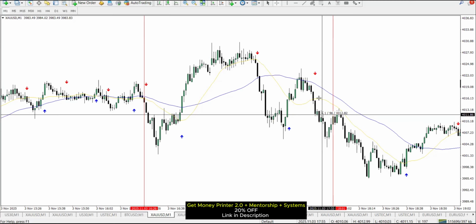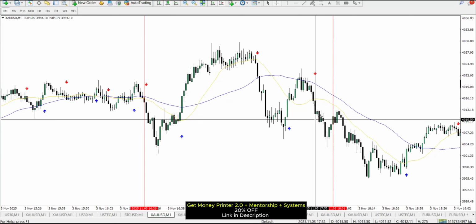This is the gold 1 minute chart. I usually trade in the 1 minute chart, okay guys, simply because you're going to be able to get a better risk to reward ratio. And gold is moving pretty nice, so you don't need to go into a higher time frame.